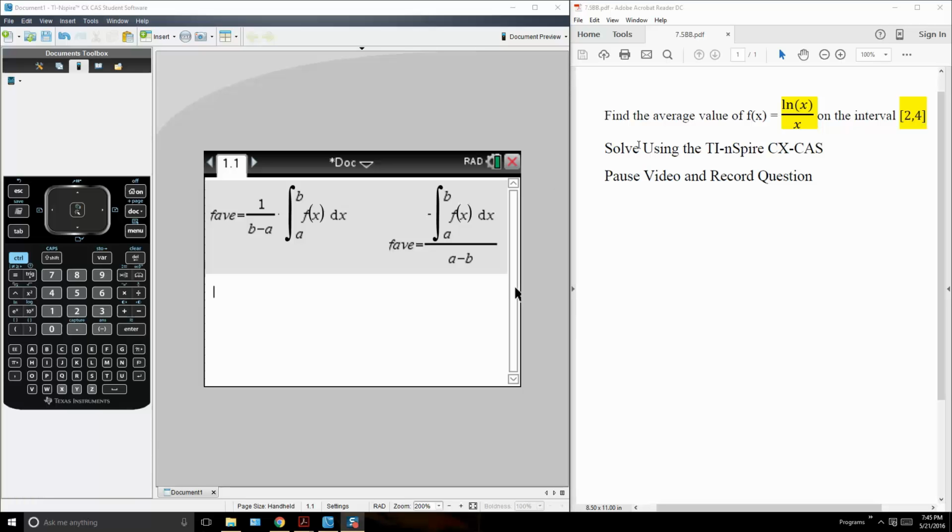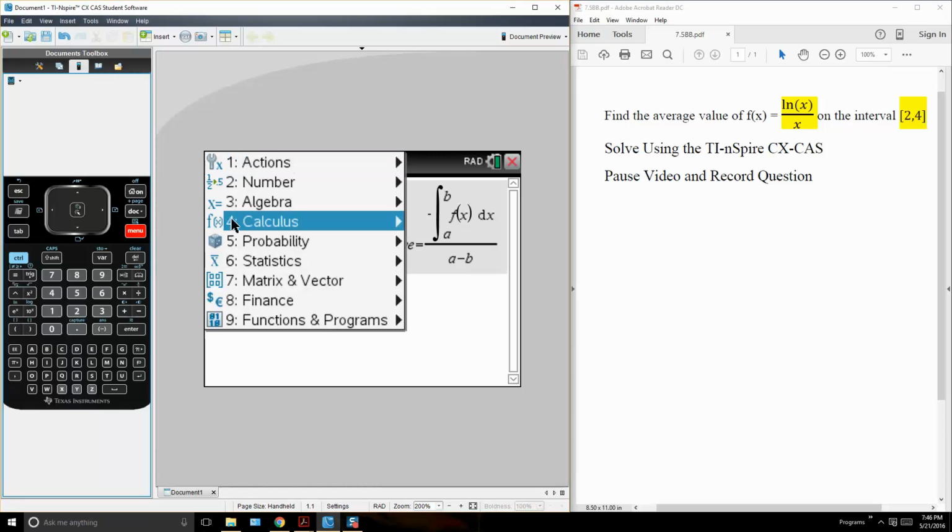Okay, in this question, we want to find the average value of f of x on the interval 2, comma 4. The standard formula that we use to determine the average value of f of x is 1 divided by b minus a times the integral, the low bound a, upper bound b, f of x times dx. And so we'll do the exact same thing.